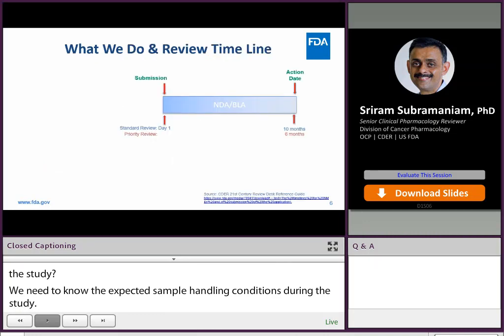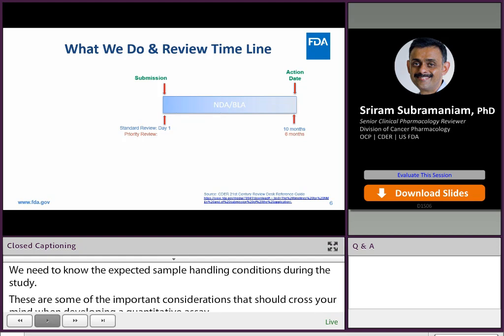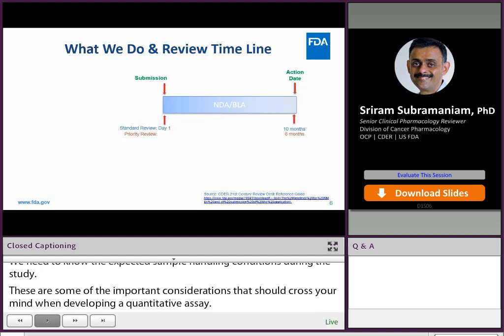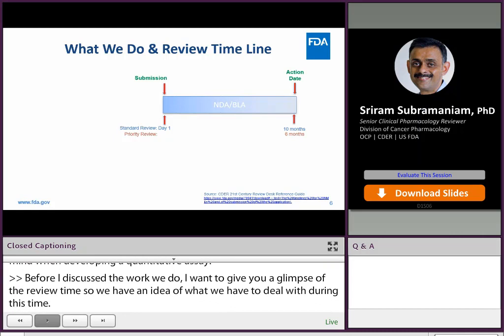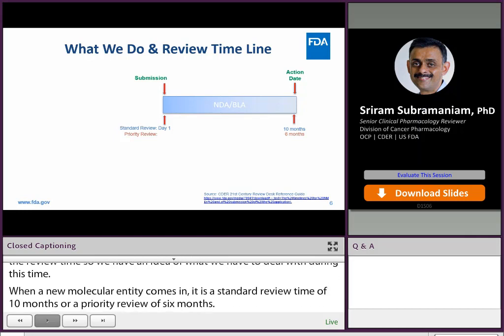Before I discuss what we do, I want to give you a glimpse of the review timeline so that you have an idea of what we have to deal with within this timeline. When a new molecular entity comes in, it is assigned a standard review clock of 10 months or a priority review clock of 6 months. In areas like oncology, many of the new molecular entities fall under the priority timeline.